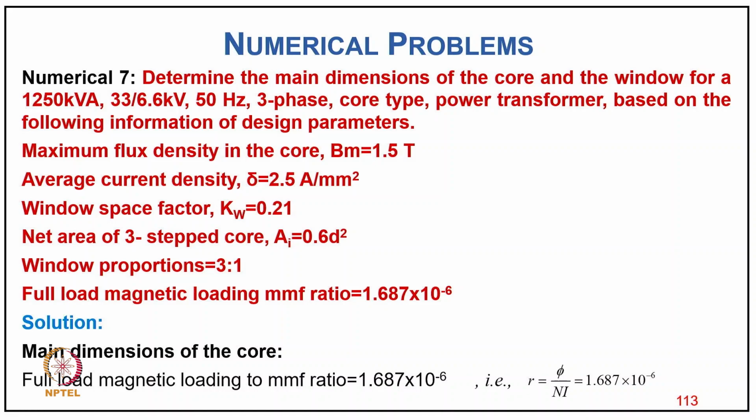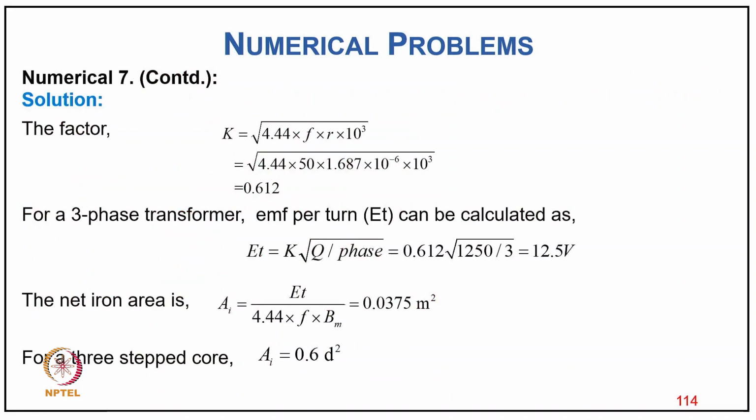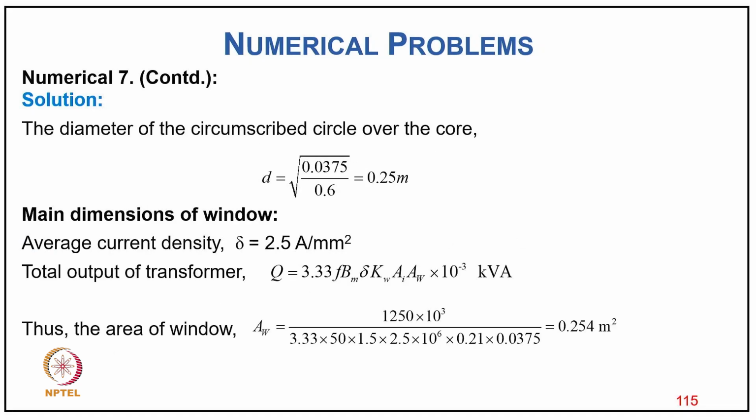So R is equal to 5 upon MF, that is 1.687 into 10 to the power minus 3. So K factor is under root 4.44 f R 10 power 3, so it comes 0.612. And for a 3-phase transformer, EMF per turn can be calculated as K under root Q per phase, that comes to 12.5. Putting the value, and the net area Ai is equal to Et upon 4.44 f phi m, that comes 0.0375 meter square. And for 3-step core, Ai equal to 0.6 d square, and the diameter of the circumscribing circle d will be under root Ai upon 0.6, that comes 0.25 meter.